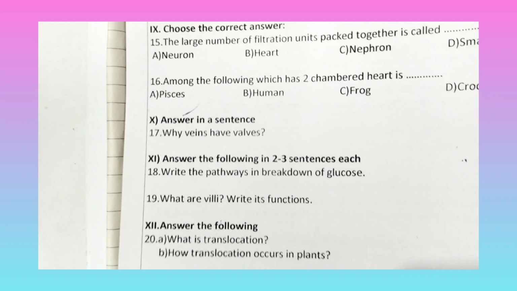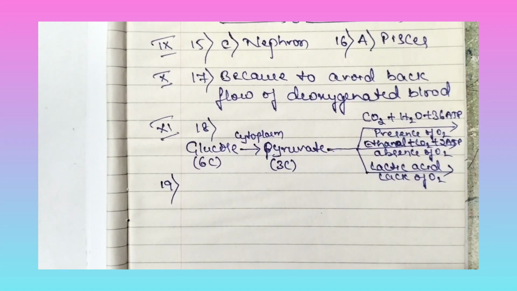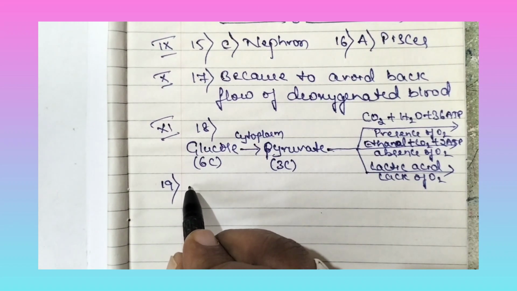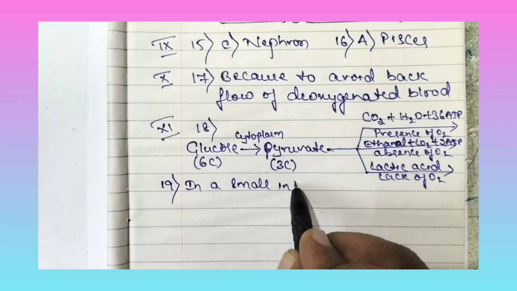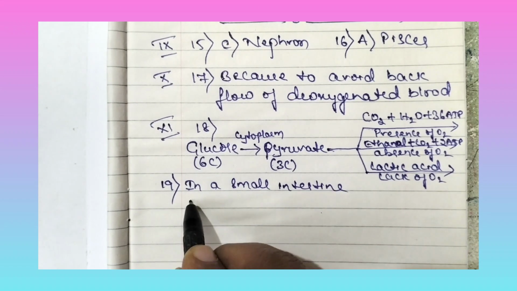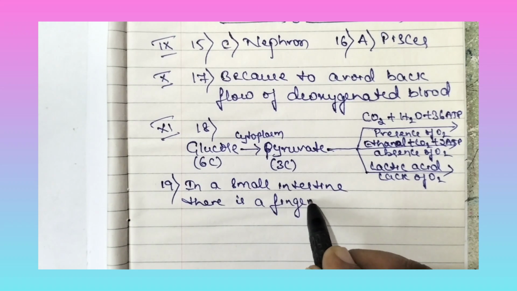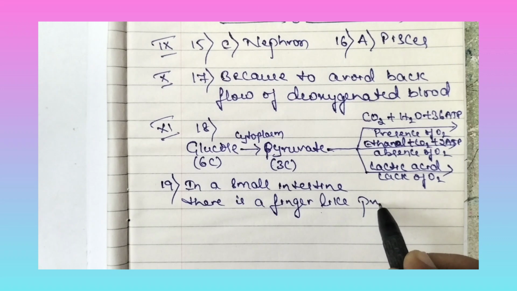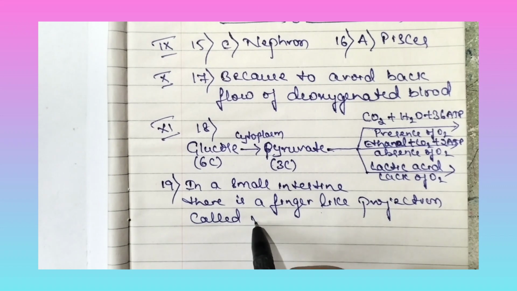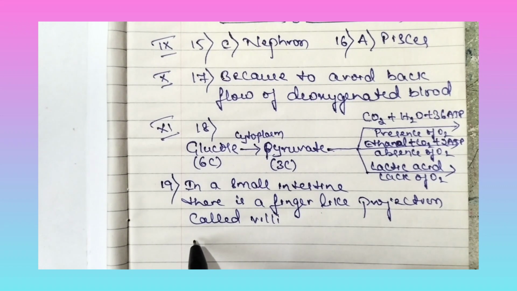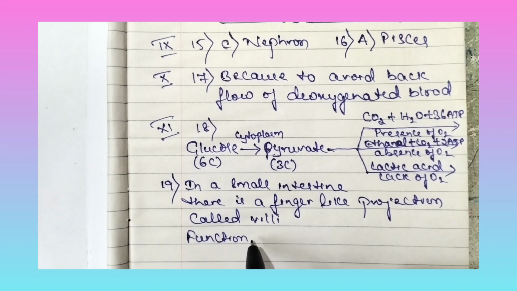What is there in the 19th question? Let us see. What are villi? Write its function. So what are villi? In the small intestine, there are finger-like projections called villi. Then what are the functions of villi? Let us list the functions of villi.